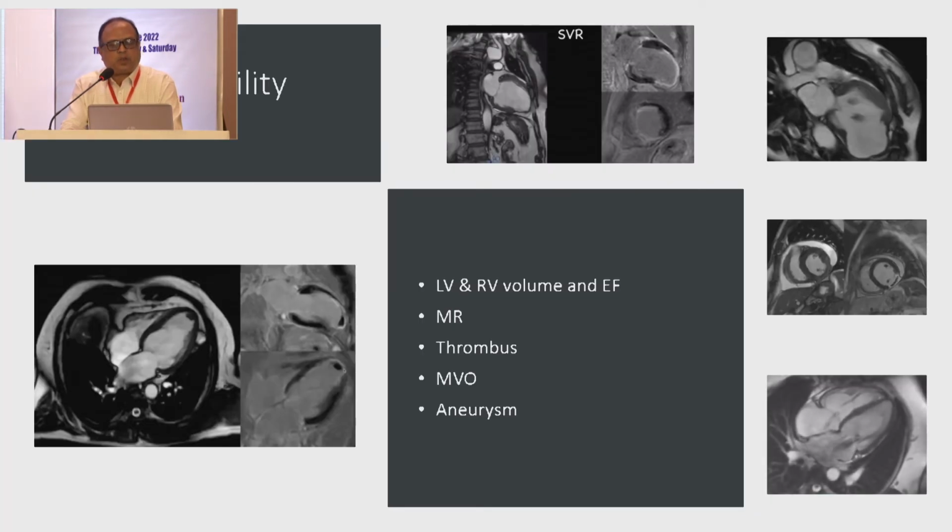Beyond viability, it also shows the thrombus, apical thrombus, and a large aneurysm in the inferior wall. And there is microvascular occlusion in the inferior wall, which is a poor prognostic factor for revascularization, and also ischemic MR in the right lower panel.